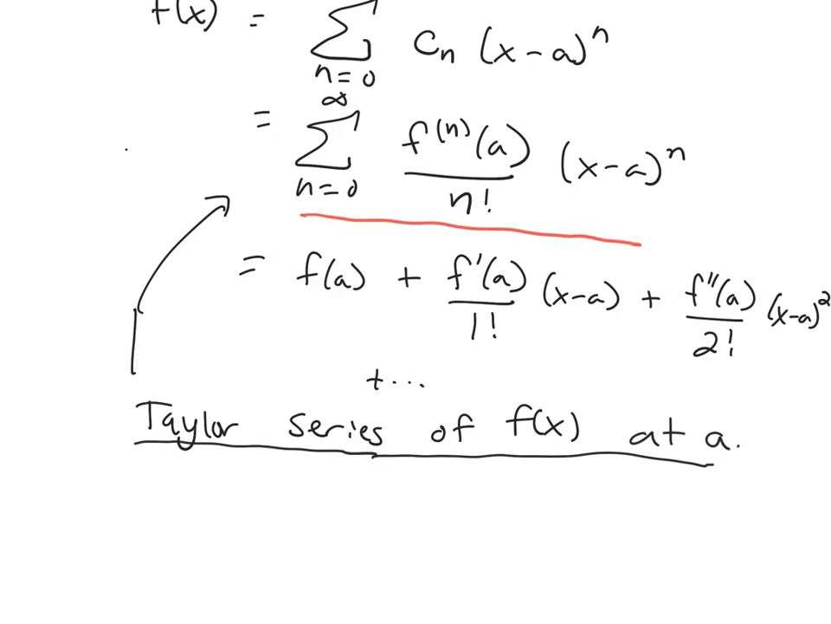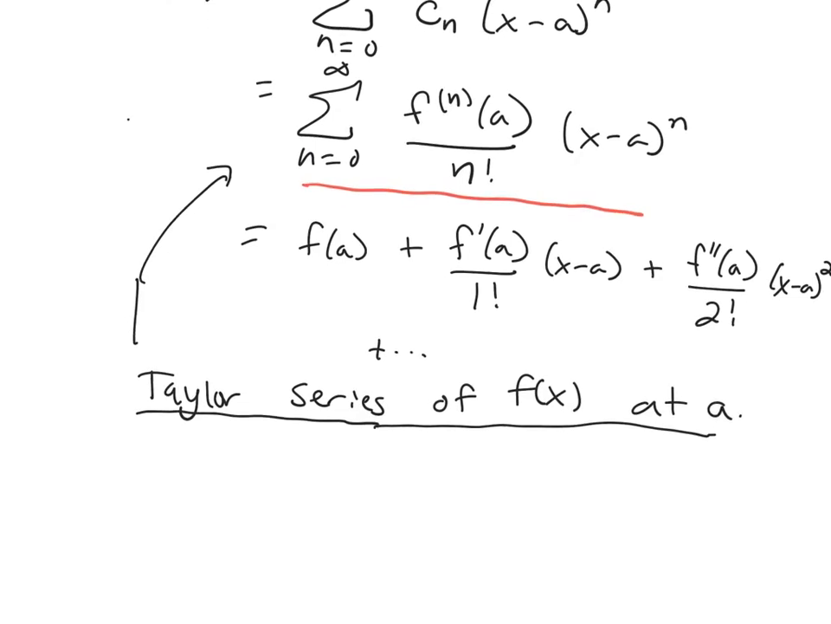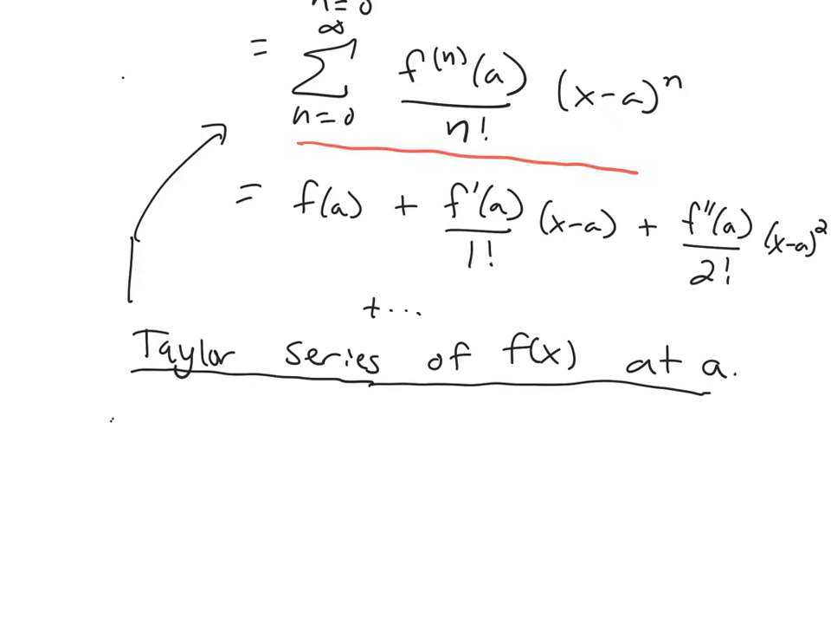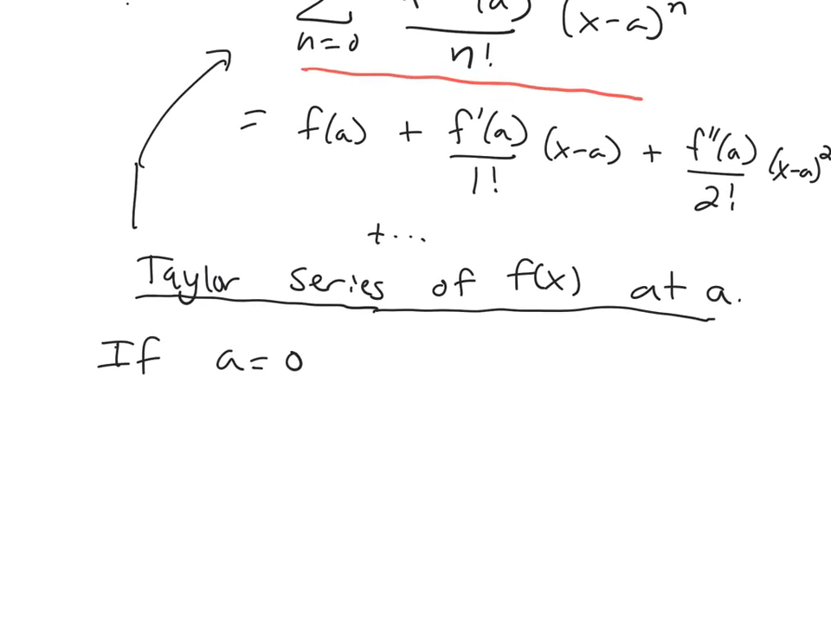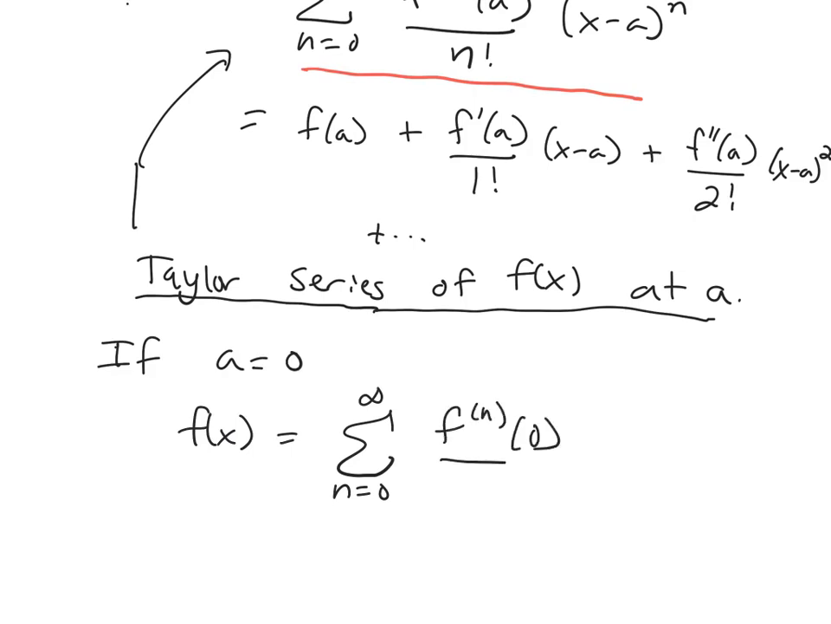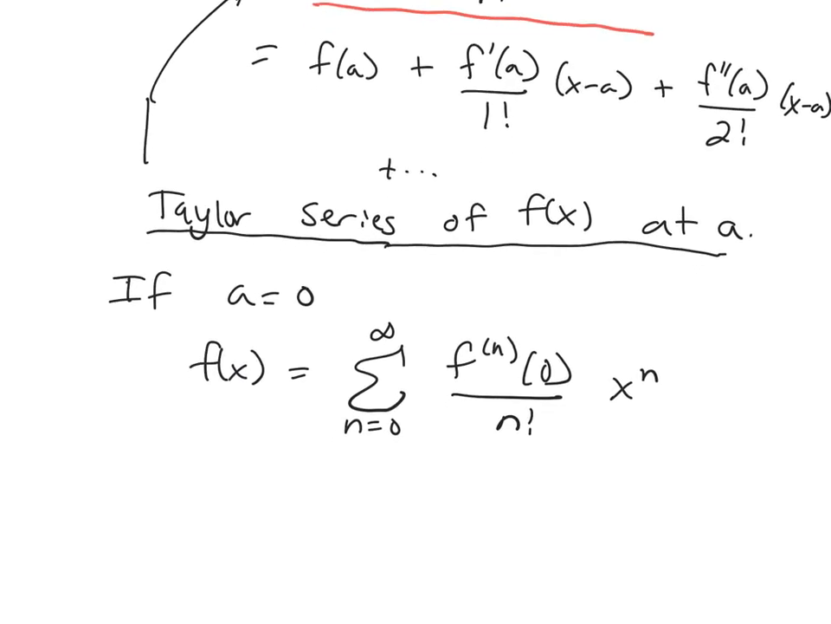Now, I do want to tell you, if you're taking the Taylor series at 0, so if a equals 0, your formula looks a little bit nicer. You plug in a equals 0, and this just becomes x to the n. This is what's called a Maclaurin series.